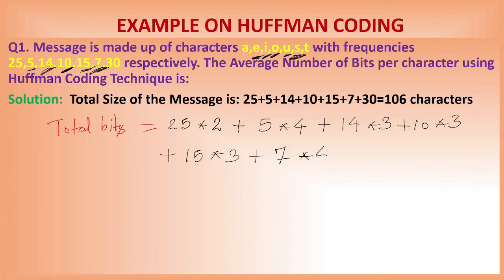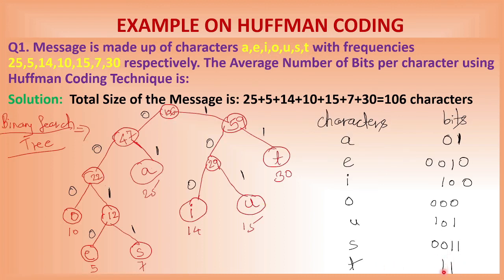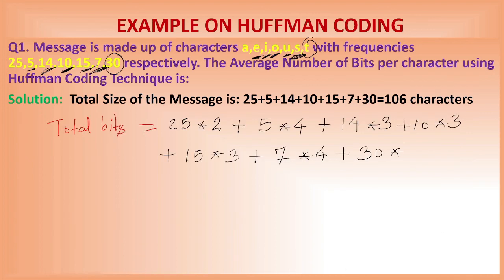So write over here 4, plus, now the last letter remaining is T, and the frequency of letter T is 30, it is occurring 30 times inside the message. So write over here 30 into how many bits are used to represent letter T? The Huffman code we got is 11. So 2 bits are used for representing letter T inside the machine. So here 2 will come. So now just solve this.